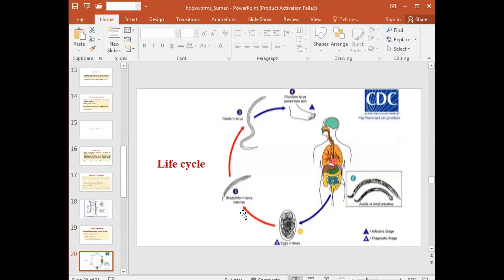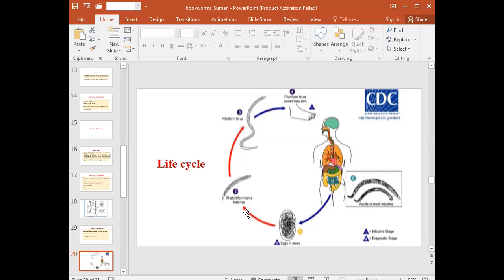These larvae can survive 3 to 4 weeks in a favorable environment. First the rhabditiform larva converts into the filariform larva, which is the free living form. They can stay 3 to 4 weeks, maybe months, and then when they come in contact with the human host, typically through bare feet, the larvae penetrate the skin and are carried through the blood vessels to the heart and then to the lungs. Then they penetrate the pulmonary alveoli, ascend the bronchial tree to the pharynx, and are swallowed.